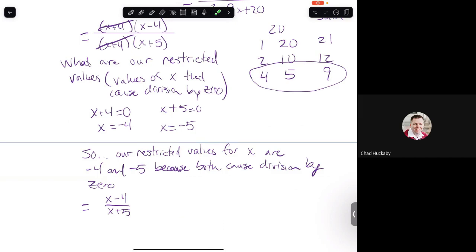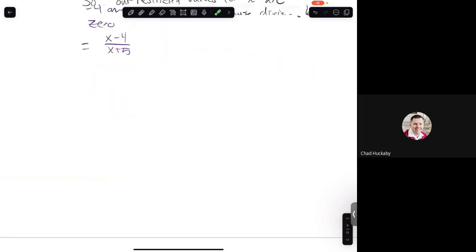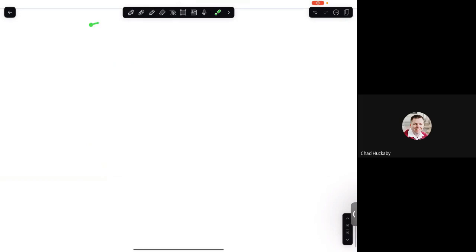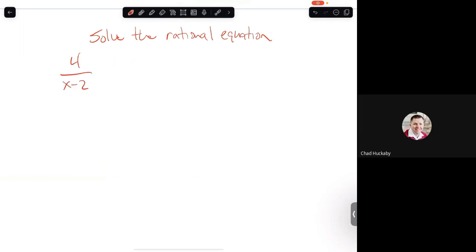Speaking of rational expressions, let's talk about a rational equation. Switch colors here. So we have 4 over x minus 2 plus x over x minus 3 is equal to negative 4 over x squared minus 5x plus 6.